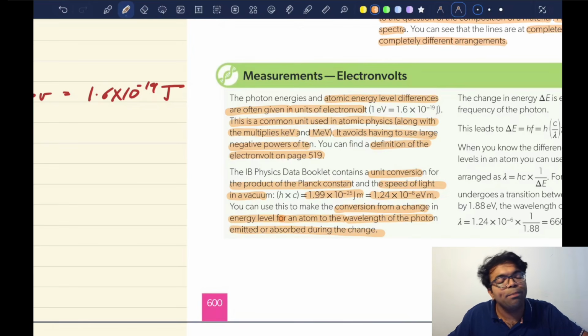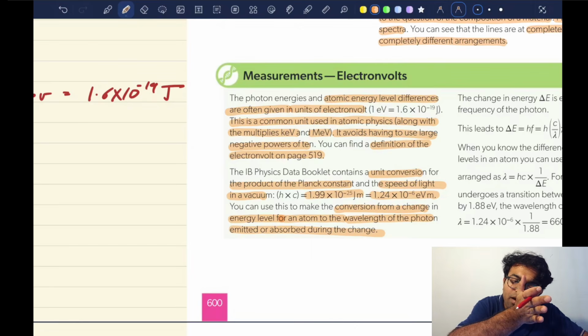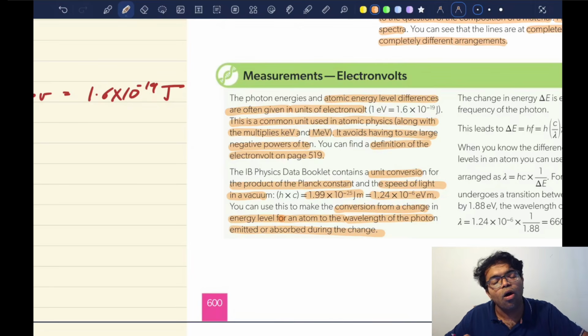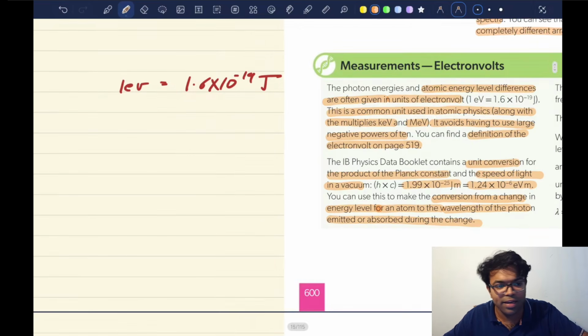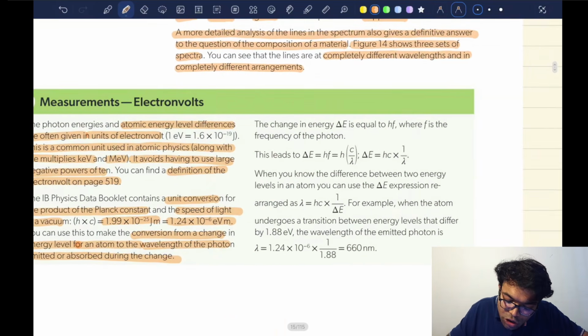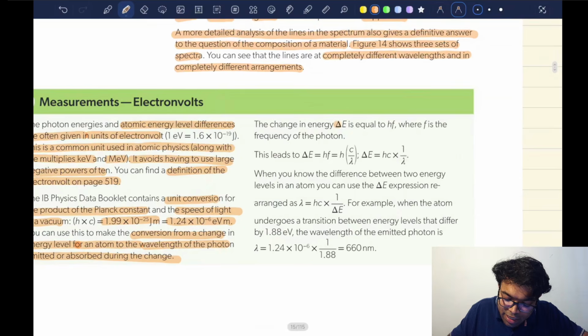So basically, Planck's constant always gives us a value in joules. You can convert joules to electron volts by dividing by 1.6 into 10 raised to the power minus 19. If you want to convert electron volts into joules, all you have to do is multiply by 1.6 into 10 raised to the power minus 19. Clear?